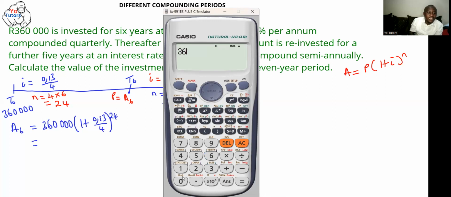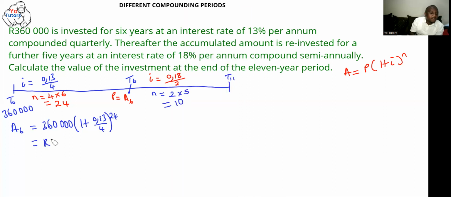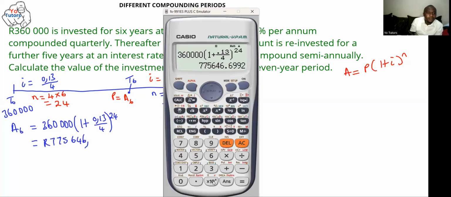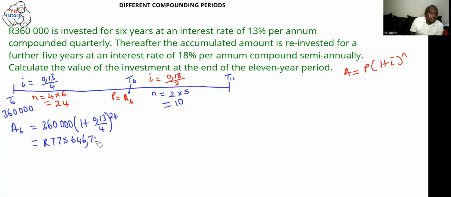Let's see what we get there. We're going to say 360,000, just going to try to be quick here, times (1 + 0.13 over 4) to the power of 24. Let's see what we get here. It's going to be 775,646.70. So that's what we get there.